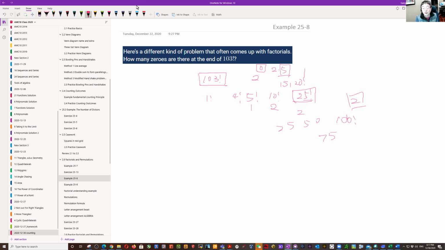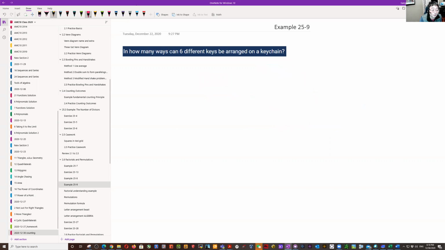Given those patterns, we know that it's just counting the 5 intervals and counting the 25 intervals. Between 1 and 103, I have 20 five-intervals and 4 twenty-five-intervals. So it's 20 plus 4. So 24 zeros is how many zeros we have at the end of 103 factorial. So these are typical problems.